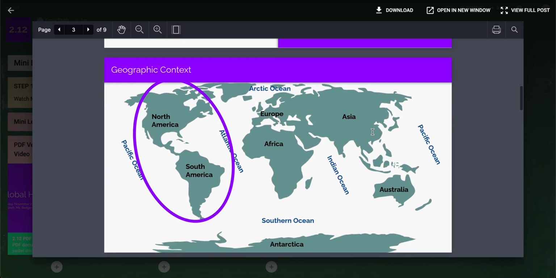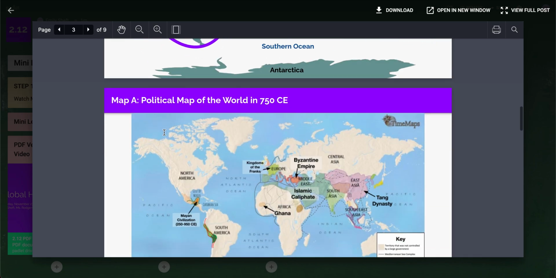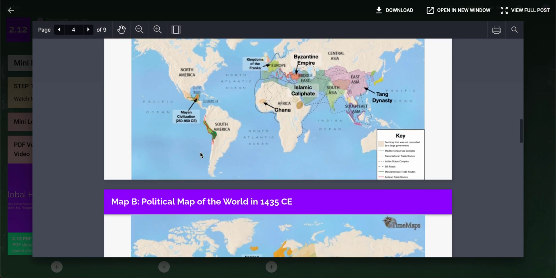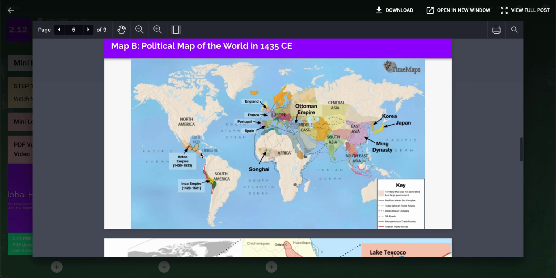So, a little geographic reminder, we are strictly focusing on North and South America right now. And we're even more strictly just focusing on North America. Last week, we spent time looking at the Mayans, which was the civilization that was located in this region of Mexico. And now we're going to be shifting our focus to the Aztec, which are also in Mexico. So both the Maya and the Aztec were located in Mexico.